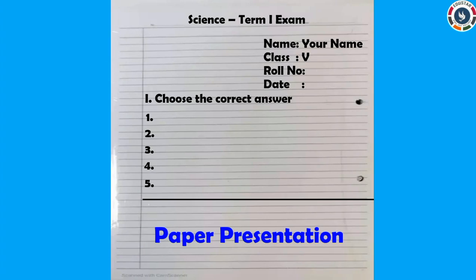Dear children, the paper presentation is very important, isn't it? Use only ruled paper. Don't use A4 sheet. Leave a line and write neatly. In your ruled paper, at the top right corner, write your name, roll number, class 5 and date of the examination. Write Science Term 1 Exam on the top red margin in the center. This is a common pattern for all the subjects.